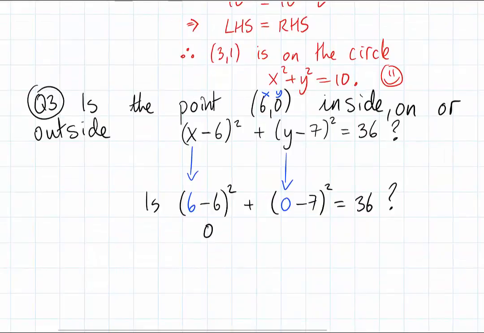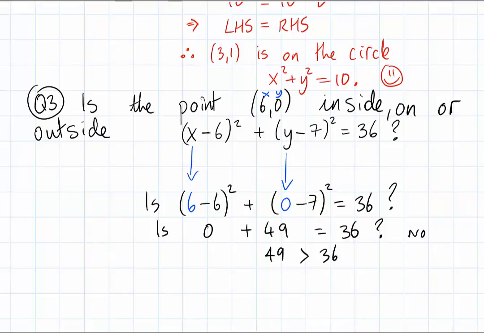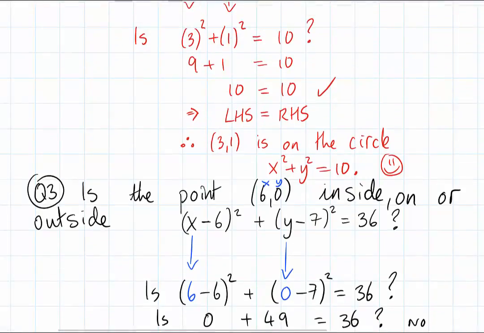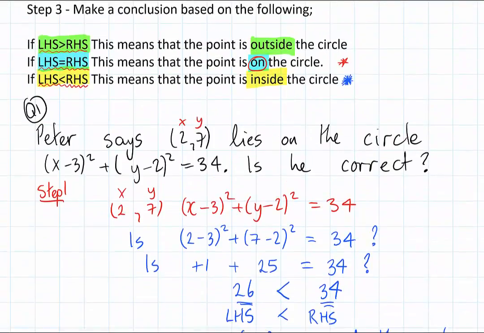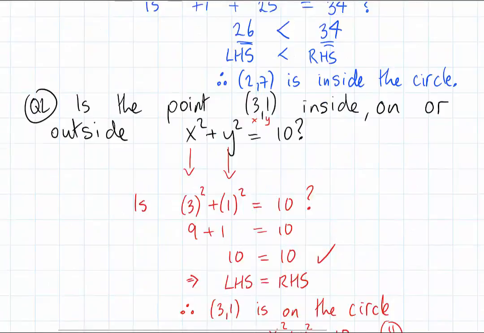So when we work this out in our calculator, we get 0 plus 49. Now, is 49 equal to 36? We'd have to say no. 49 is actually much greater than 36. So in this question, we can see that the left hand side is clearly greater in value than the right hand side. So therefore, using our notes, let's go back up and check, left hand side greater than the right hand side, so we can see that the point (6, 0) in this case must be outside the circle.